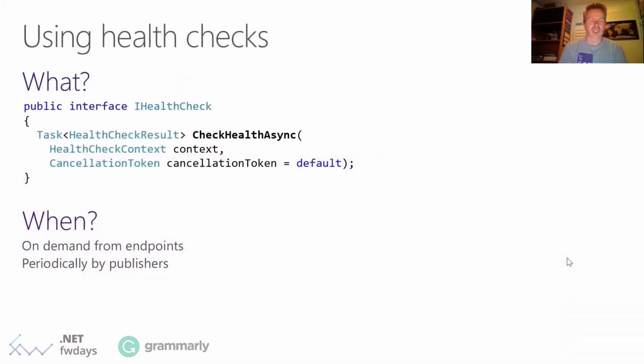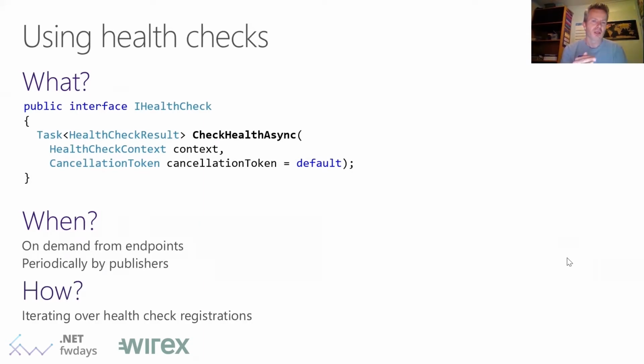Each of those health checks that's being performed is actually an implementation of the IHealthCheck interface. An asynchronous implementation is required, where you are given a health check context that gives a lot of information about how you should determine your health check. Your implementation will be called whenever there's a need to perform a health check. That can be on demand because somebody called into the endpoint, or it can be done through publishers, which we'll talk about in a bit.